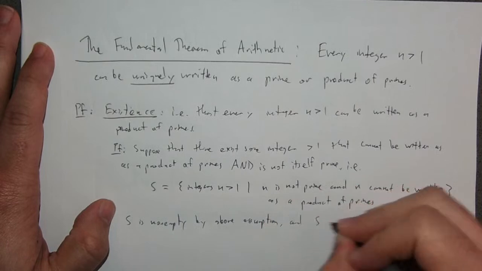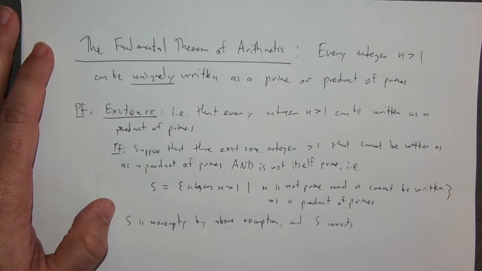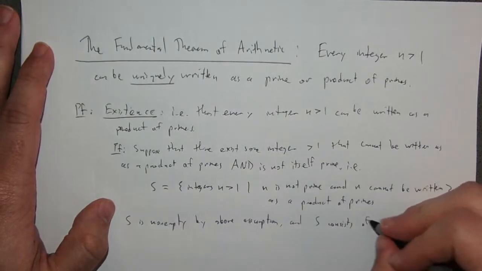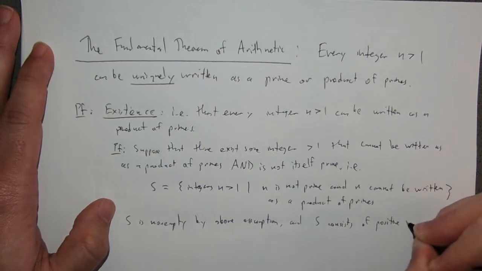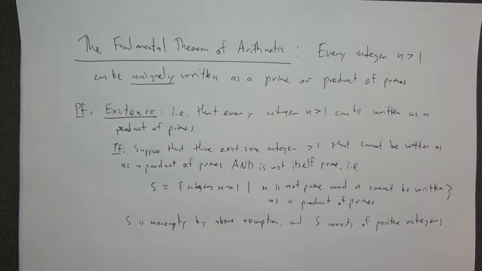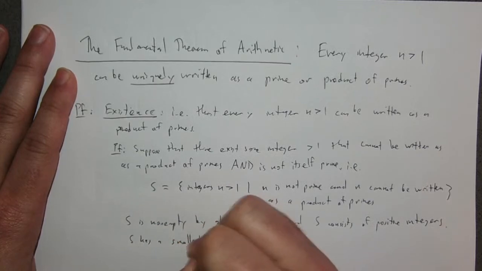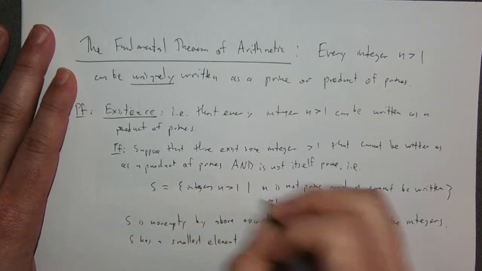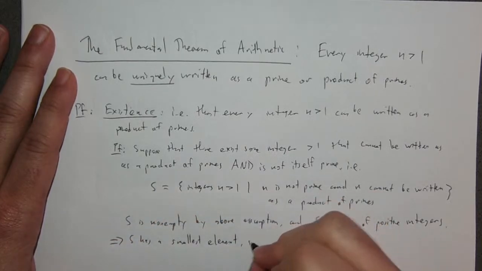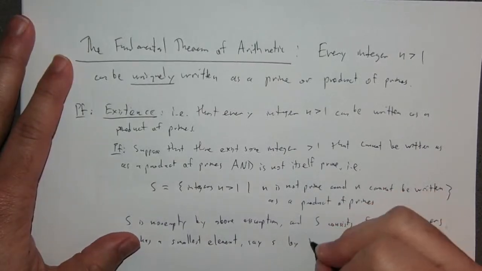And S consists of integers greater than 1, so it consists of positive integers, right? In fact, they're all bigger than 1. So you've got a non-empty set of positive integers. There exists a smallest such element, right? So S has a smallest element, say little s, by the well-ordering principle.